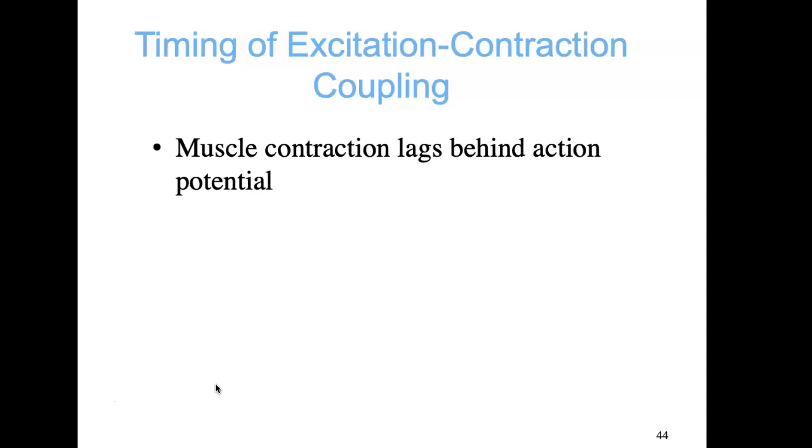It turns out that muscle contraction lags behind action potential. So the action potential comes very fast, in 2 to 3 milliseconds, and it's going to be delivered onto that muscle. So how long do you think it takes for a muscle to contract? You know, does it take 2 milliseconds or does it take longer?